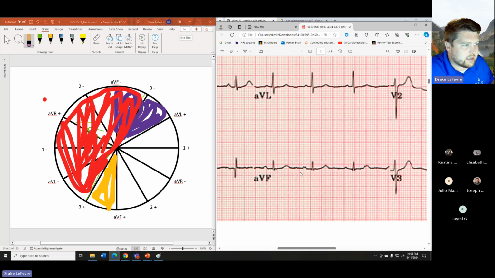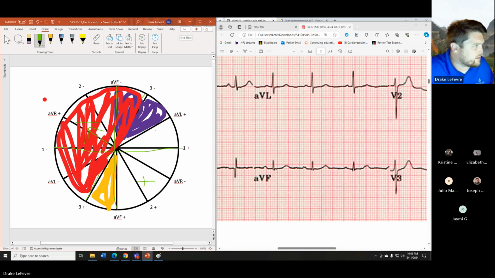AVF, positive. So let's look at AVF. First things first, we identify which line is AVF. It's right here. Then we find the line that's perpendicular to it. Okay, this side is positive. That side's negative. AVF is positive. So we can shade out anything that's negative. That narrows it down even more.